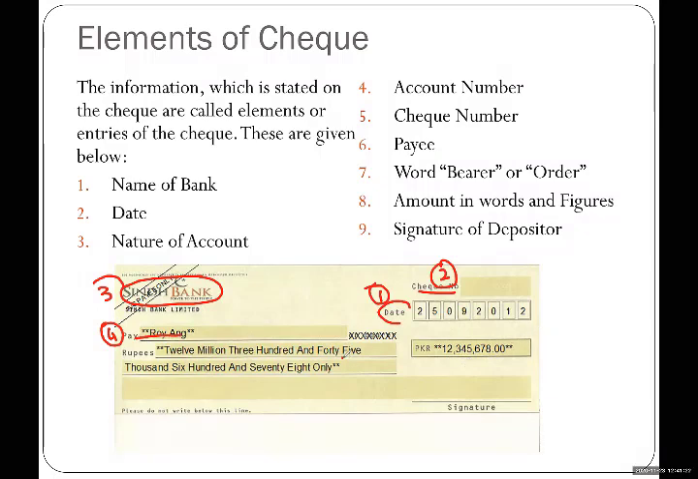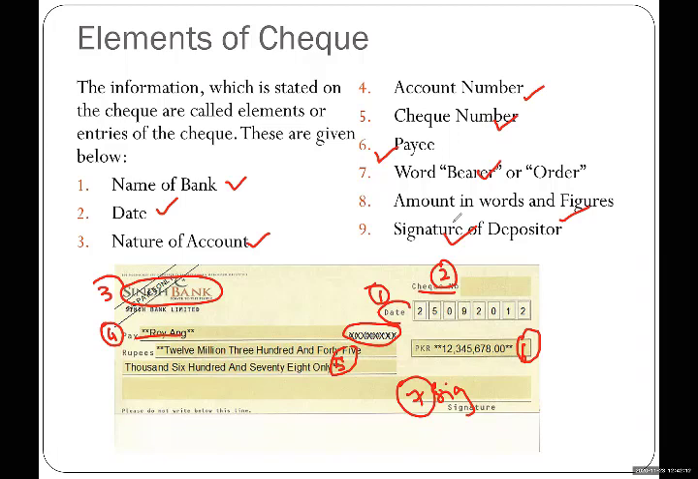Amount in words and amount in figures. This is the fifth element. And yes, of course, the signature of the account holder. Signature is the seventh element of the check. The eighth element, you can write the phrase "or bearer". So what are the elements of a check? Name of the bank, date, nature of account, account number, check number, payee, word bearer, amount in words and figures, signature of depositors. These are the main elements of the check. Elements means what we see on the check.